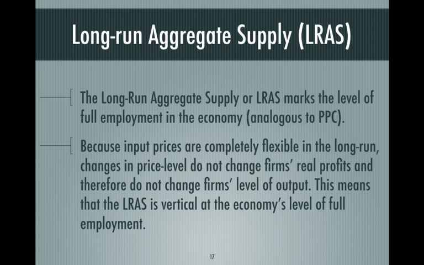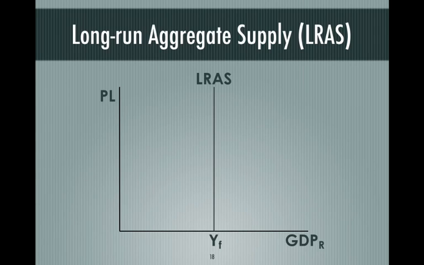In other words, if we are operating at a long run point, we would be operating someplace on our PPC curve. And so because input prices are completely flexible in the long run, changes in the price level do not change businesses' real profits, and so it's not going to change output. So what we're going to see on slide 18 is that long run aggregate supply is actually going to be a straight up and down vertical line.